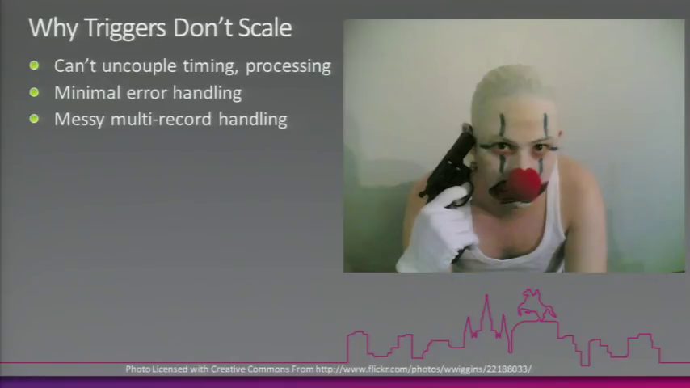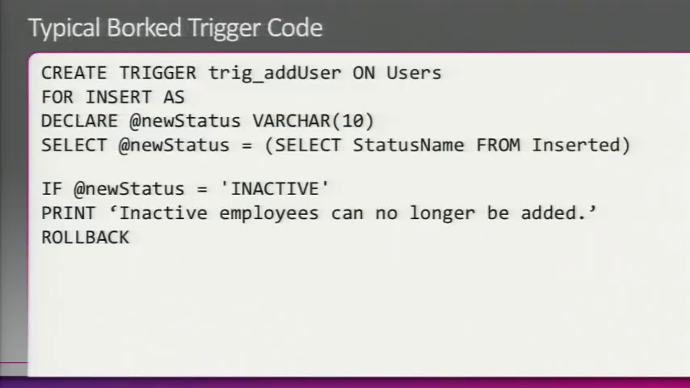So the next problem with triggers is that there's really not very good error handling. When something goes wrong with that trigger, things are going to explode and your inserts, updates, and deletes aren't going to happen seamlessly. And this really becomes important when you're trying to insert, update, or delete multiple records at a time. And most people don't think about this, and their trigger code looks like this. Can anybody spot where this is going to break?